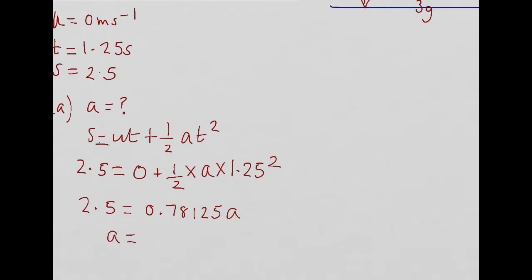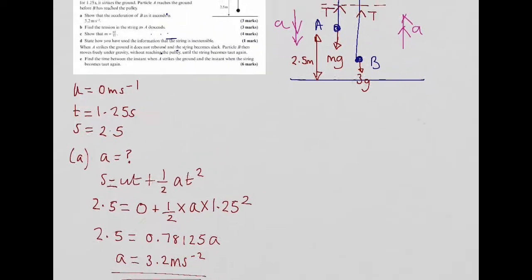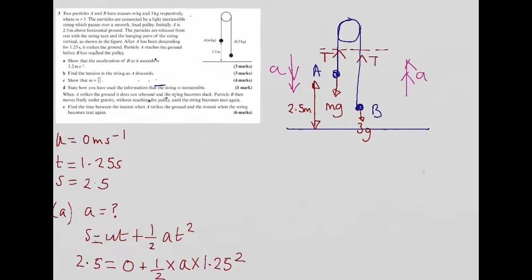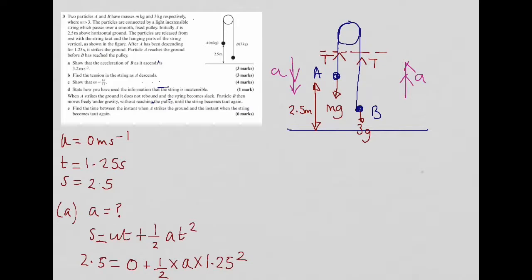Therefore, A equals, again just using my calculator, 3.2 metres per second to the minus 2. So there's my acceleration, which we were told the value in the question, which is helpful, particularly if you get stuck on that part. You can always jump in at part 2. So that's part A solved.